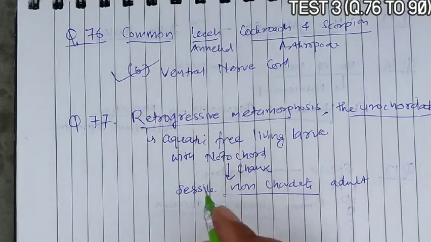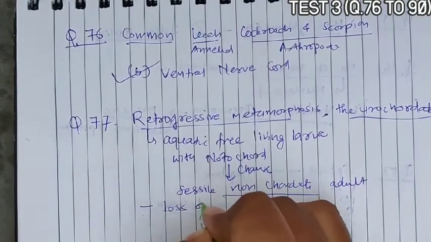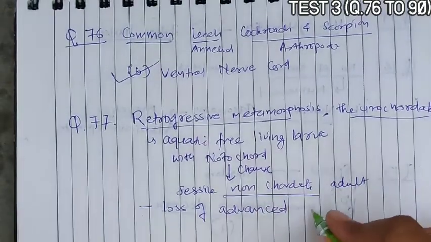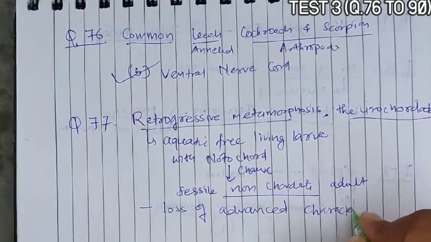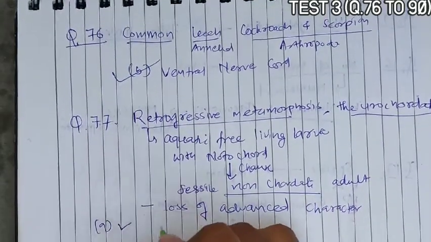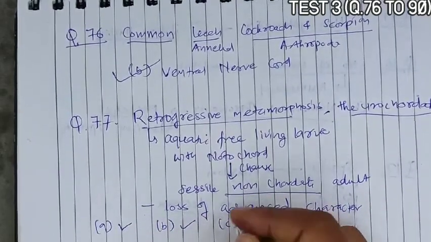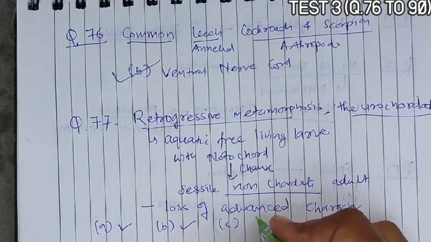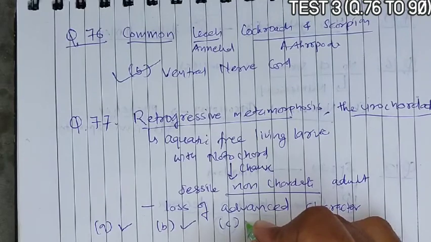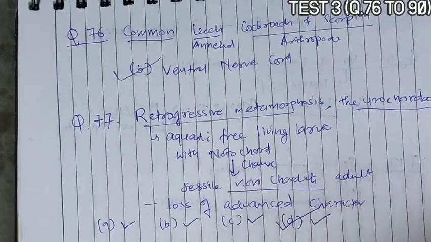Now during that, there occurs a loss of advanced characters. So in this, loss of notochord occurs. Option B, loss of tail occurs. Option C, experience reduction of nervous system to a visceral ganglion. So there is a reduction in nervous functionality. And D, all of this. So D is the correct answer.